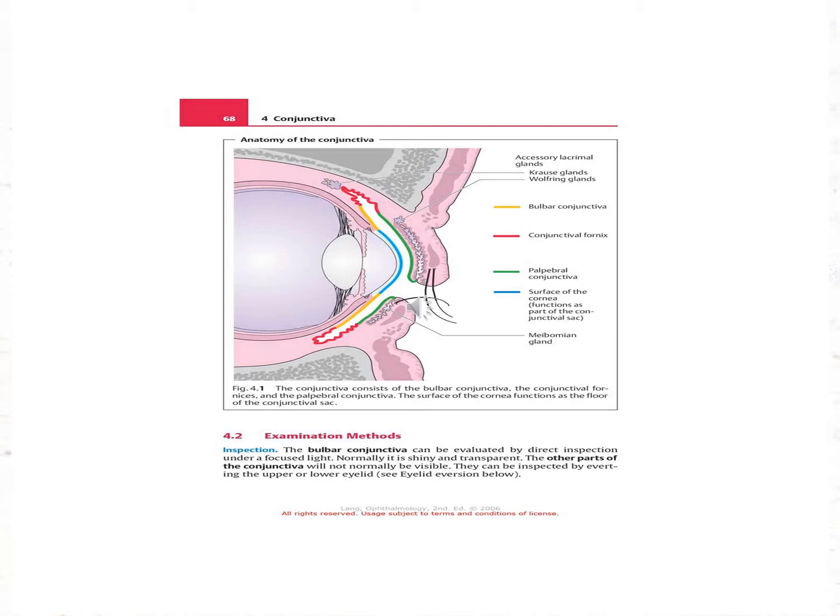The fornicial part is represented by the red lines. The third part is the visible part of the conjunctiva that covers the anterior sclera and is continuous with the corneal epithelium at the limbus, and here represented by the yellow line.